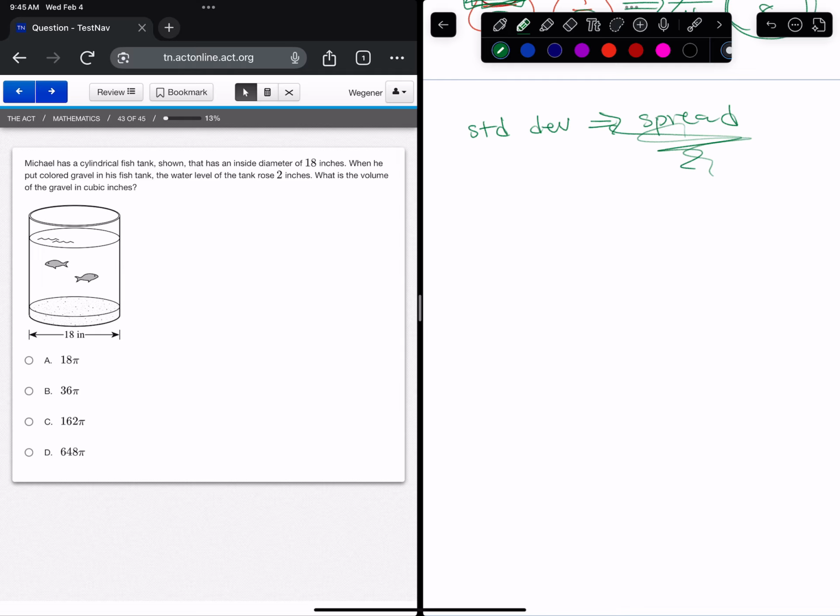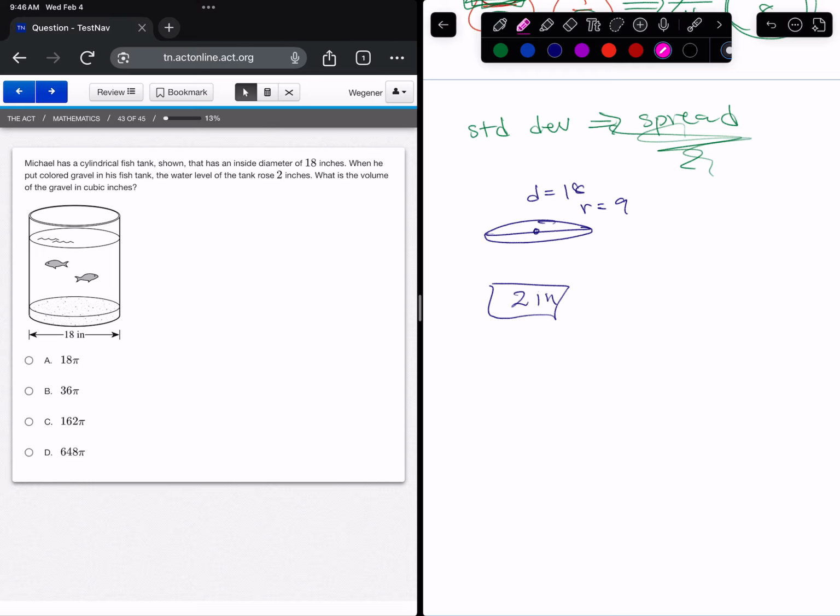Next one. All right, 43, we have a geometry question, a volume question. So Michael has a cylindrical fish tank shown that has an inside diameter of 18. So D equals 18. And I'm just going to write the radius just because this is a circle. So more than likely, you're going to use radius for any formulas. So R is equal to 9. When he put colored gravel in this fish tank, the water level of the tank rose by 2 inches. Okay, that's a really important number. What is the volume of the gravel in cubic inches?